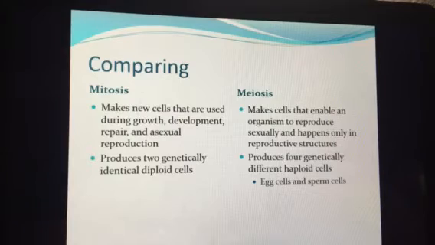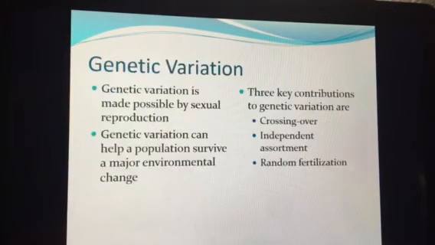So in meiosis, remember that the cells are genetically different from the original cell because they only contain half the information. And that's important for genetic variation, which we'll talk about later.